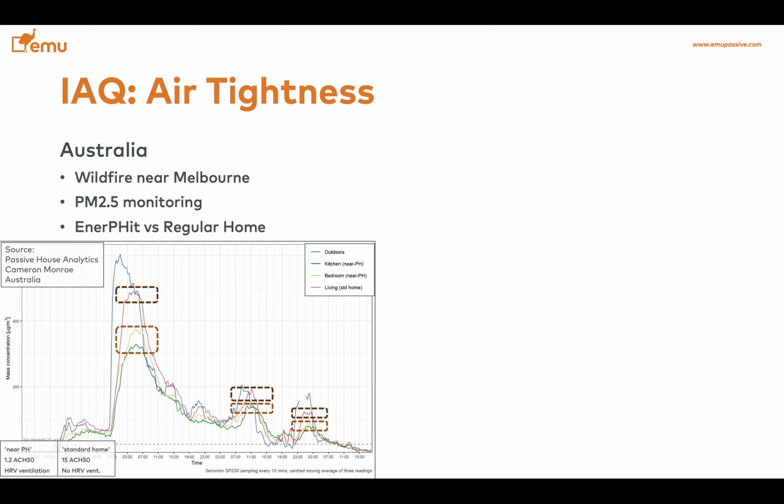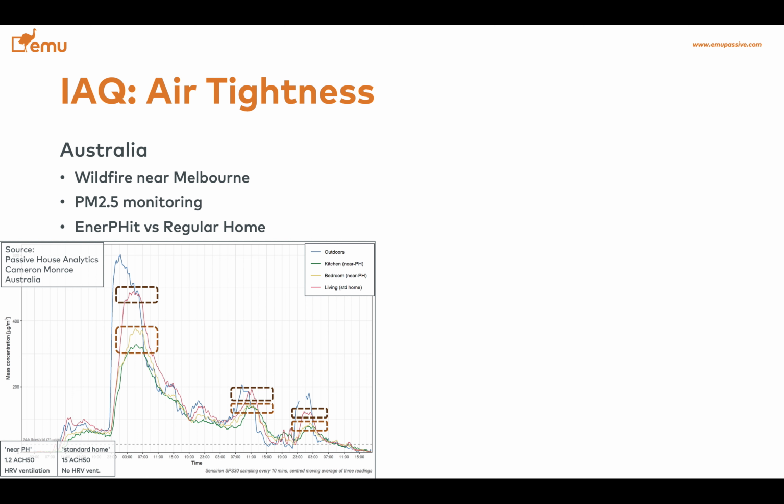This study comes from Australia. Cameron Monroe monitored the exposure of building occupants during a wildfire near Melbourne, Australia. The blue line shows the exterior concentration of particulate matter 2.5. We care about particulate matter 2.5 because it causes cancer. And what he found was that in his building that he retrofitted to the EnerPHit standard, being much more airtight, people were a lot less exposed to particulate matter.